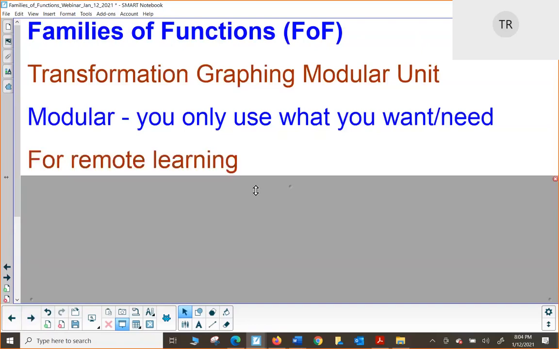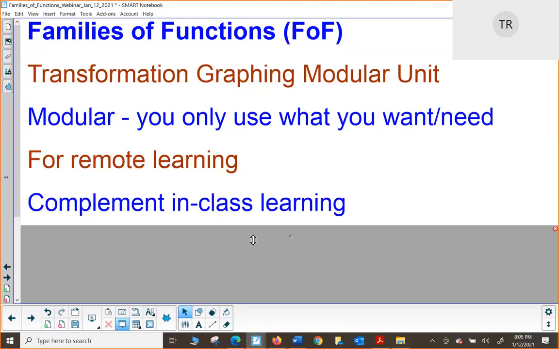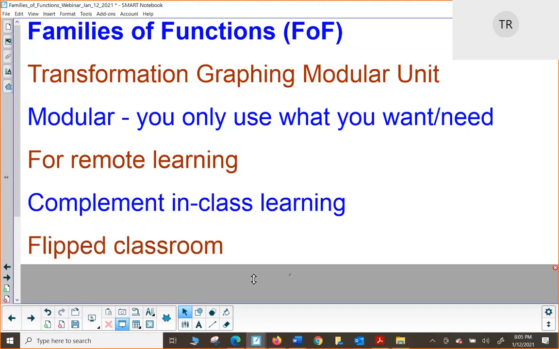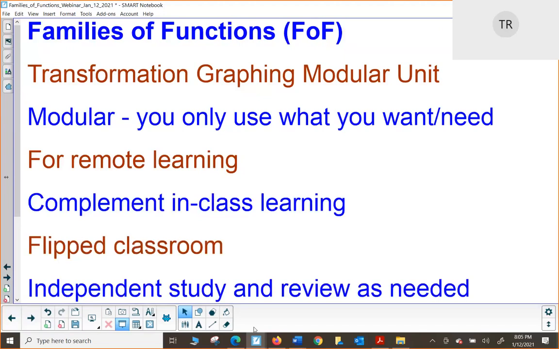It was created mainly for remote learning, but this can definitely complement in-class learning, flipped classroom, and independent study and review as needed. And I can see that being a lot like you just say, oh, you need to review horizontal transformations with parabolas. Go look at these videos right here, okay?